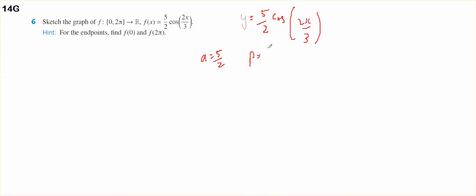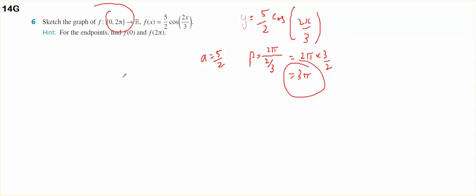The period will be 2 pi divided by n, which is 2/3. That's the same as 2 pi times 3 on 2, which is 3 pi. So this has a period of 3 pi, but I'm only drawing it for 2 pi, so I won't have a complete revolution. And my amplitude is 5 on 2, and my median is 0, so my maximum will be 5 on 2, and my minimum will be negative 5 on 2.